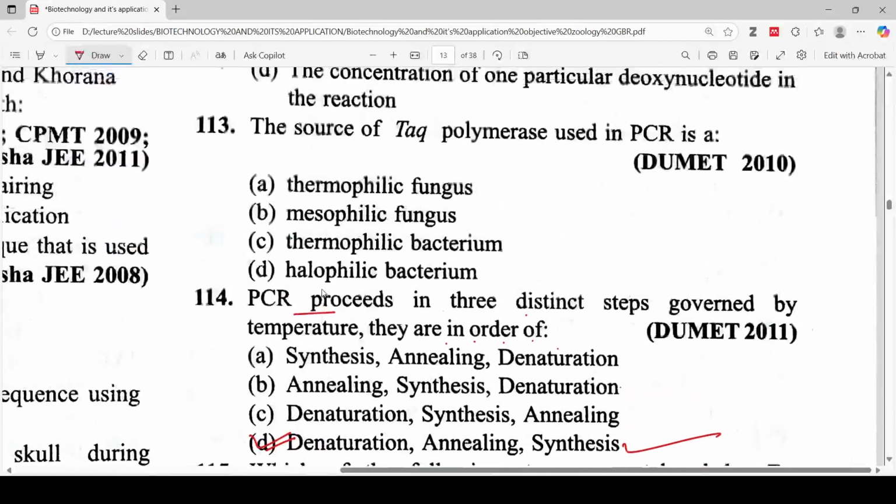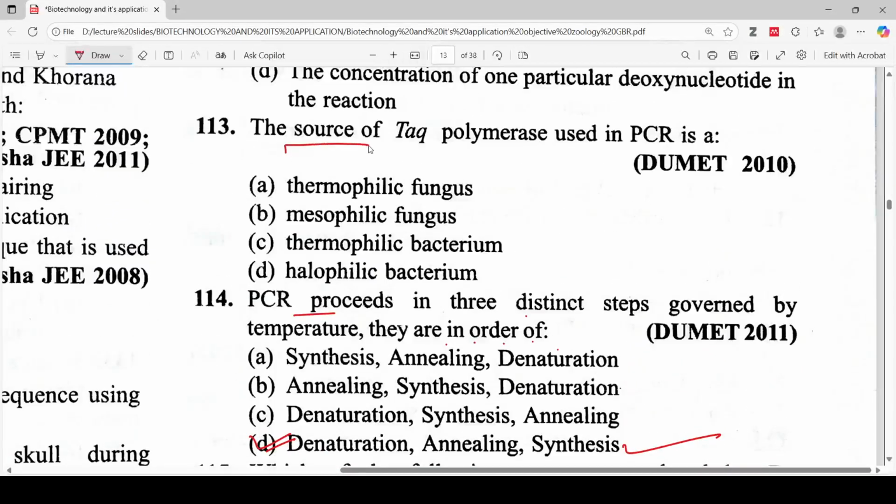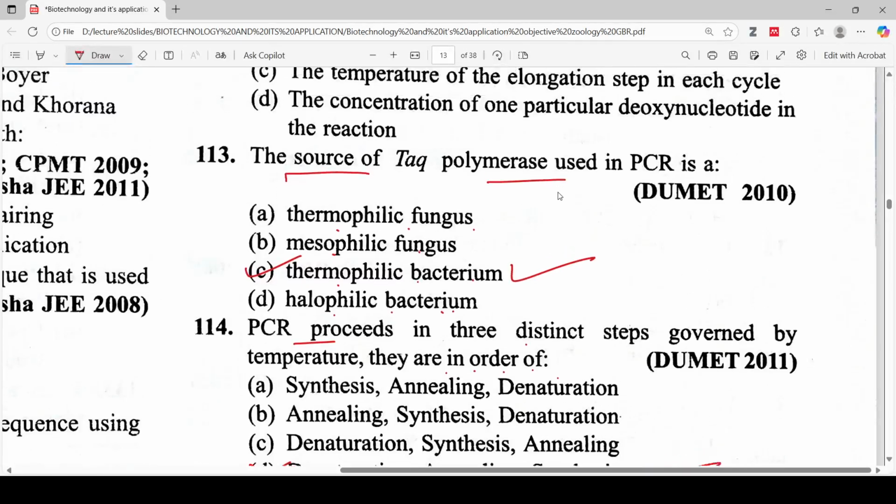Next question: the source of Taq polymerase used in PCR is called thermophilic fungus, mesophilic fungus, thermophilic bacterium, halophilic bacterium. So the correct answer will be the thermophilic bacterium.